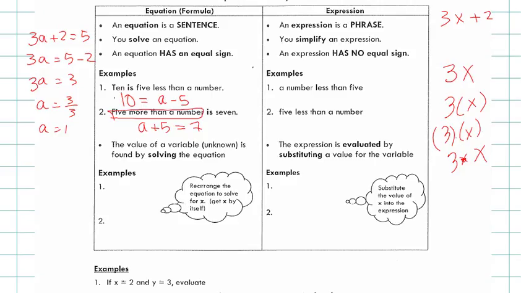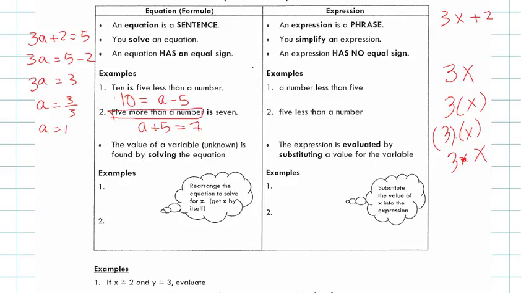So we call these equations because they have an equal sign. Are we all good with that? You have to understand the difference: an equation is the one with an equal sign and you can solve for it. A sentence or an expression doesn't have an equal sign and you can just simplify and substitute. We're going to talk about that in a minute.